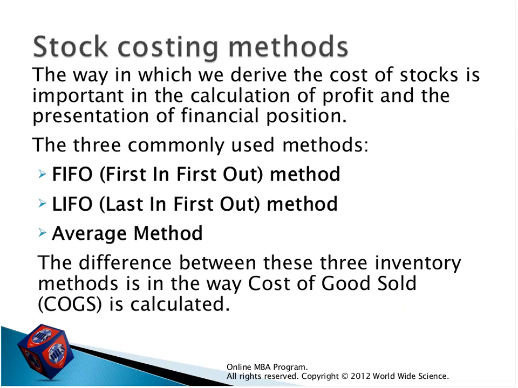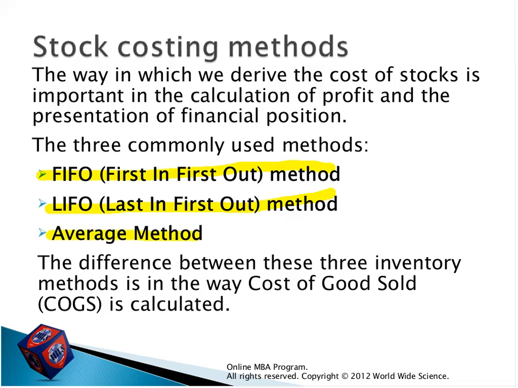So the way in which we derive the cost of stock is important in the calculation of profit and the presentation of financial position. That means we have 3 kinds of methods how to value our inventories. The first method called FIFO, first in, first out method. Maybe you have heard about this. The next one, LIFO, last in, first out method. And the third is average method.